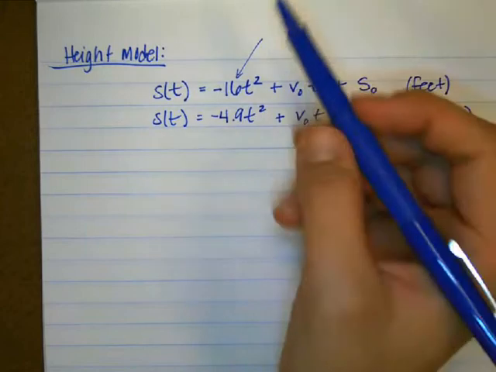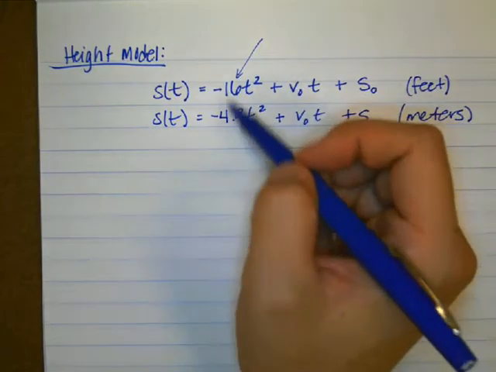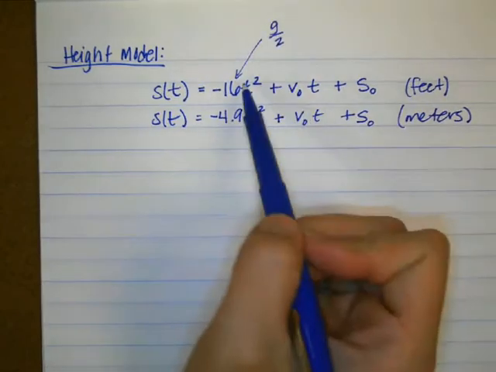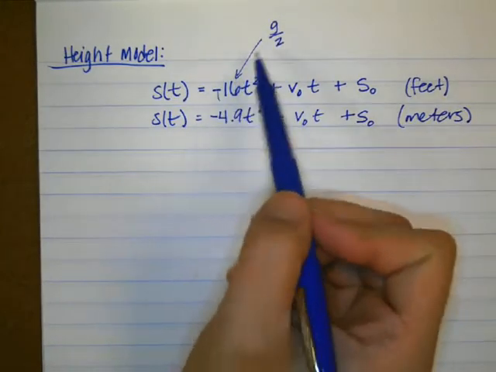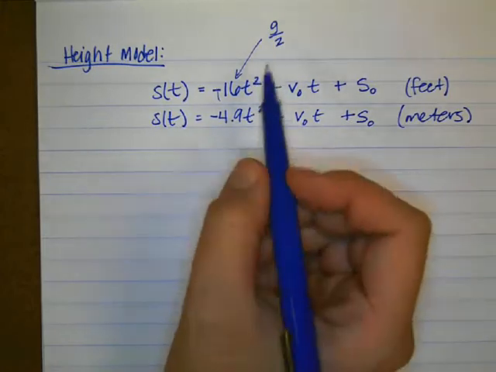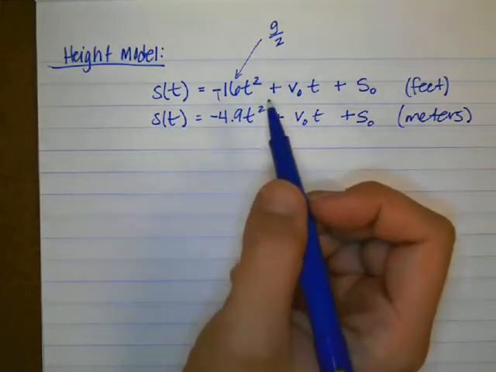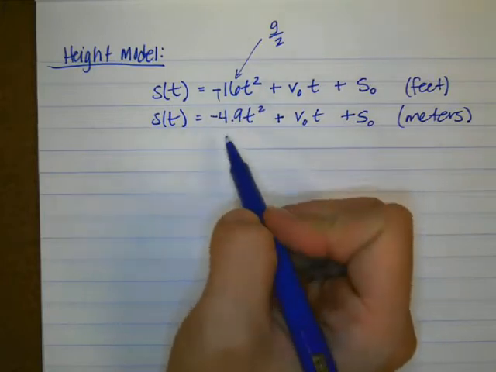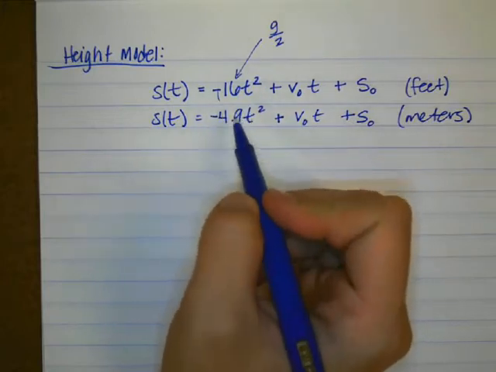We also talked about the fact that these numbers come from the effective gravity, because in the general form, this number is g divided by 2, where g is the effective gravity. And I don't know if you guys have learned that yet in the science class, but effective gravity in feet is 32 feet per second. So 32 divided by 2 would be 16. And then in meters, it's 9.8, so that's where those numbers come from.